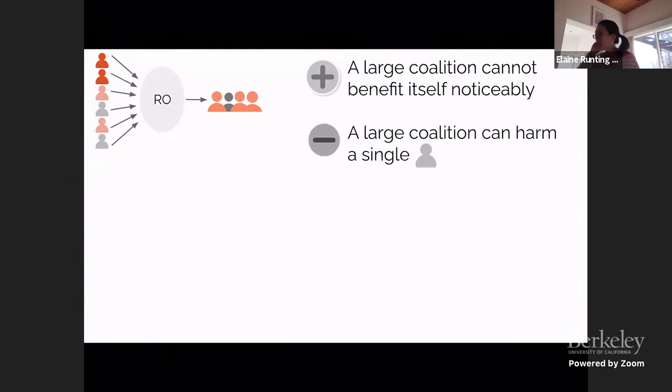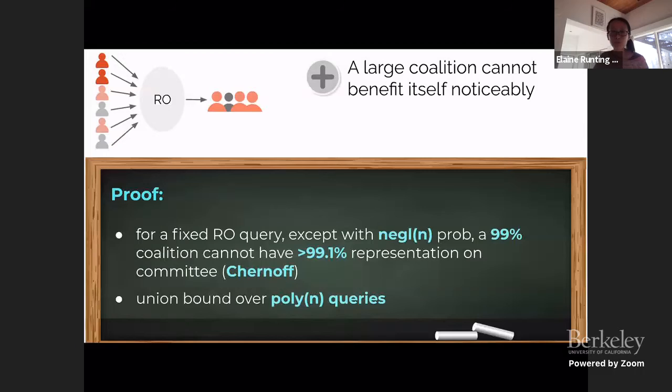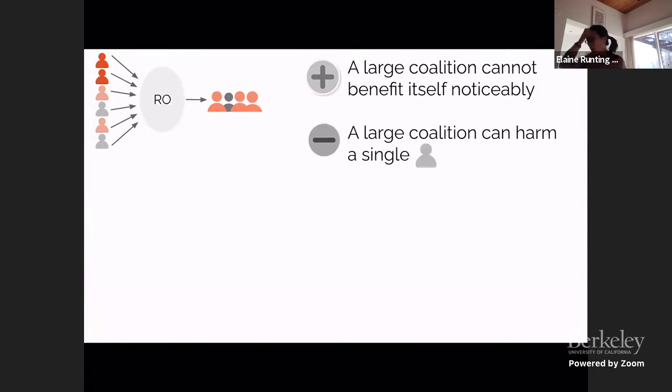So just to quickly recap, we have good news and bad news. The good news is that we can prove that large coalitions, even 99% coalitions, cannot benefit themselves noticeably. Remember, this Chernoff bound proof holds for any constant fraction coalition. It can be 1%, it can be 99%, it holds as long as it's a constant fraction. But there are a couple of flaws with this naive solution. We'll look at them one by one.